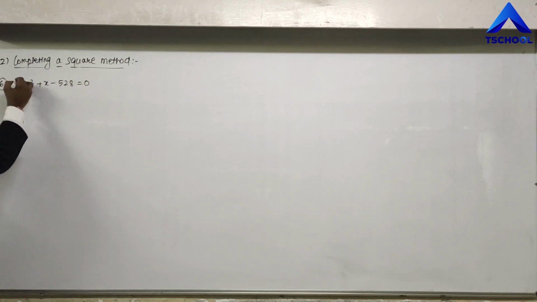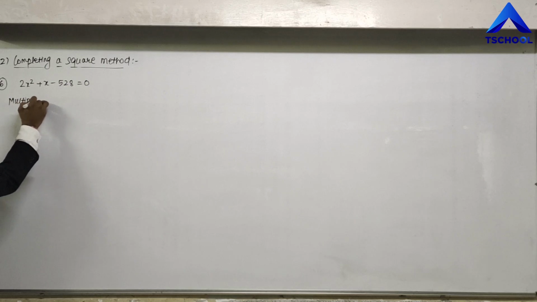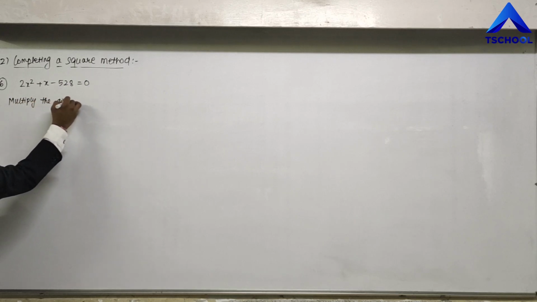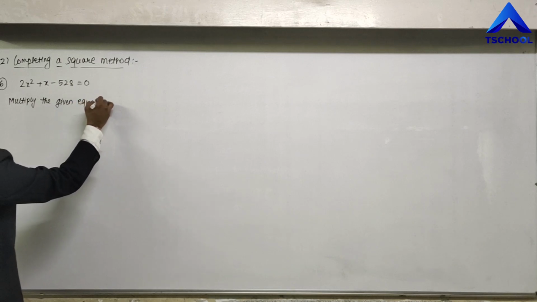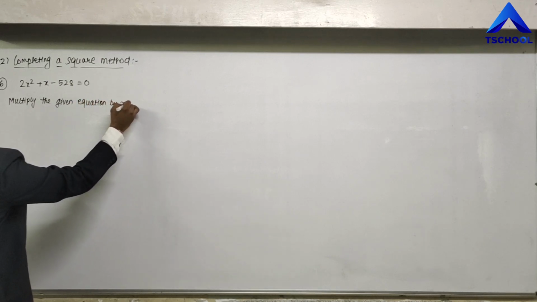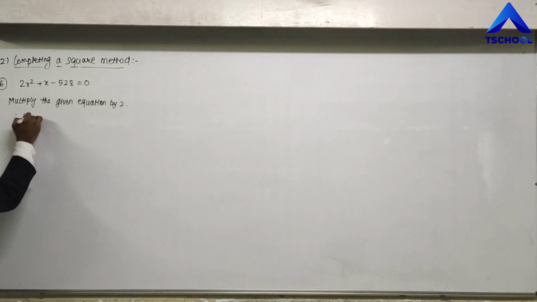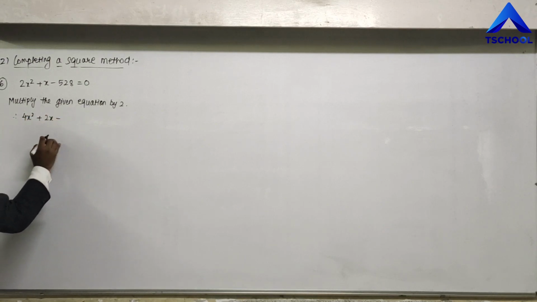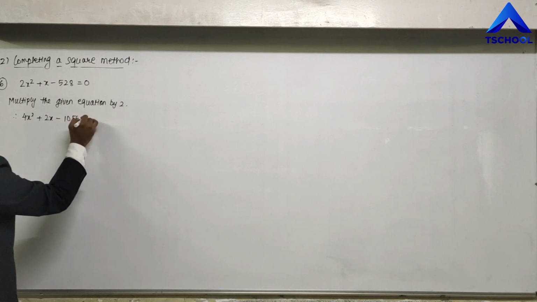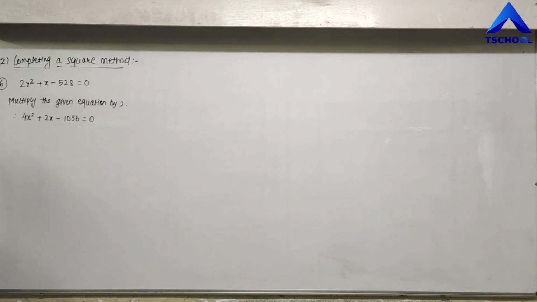2x square plus x minus 528 equal to 0. I've got this question here. So first of all, what are we going to do? We are going to multiply the given equation by 2. Therefore, we get 4x square plus 2x minus 1056 equal to 0, right? 1056, because 528 into 2 is 1056.